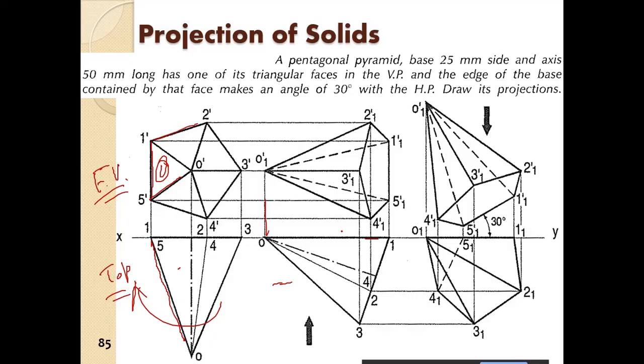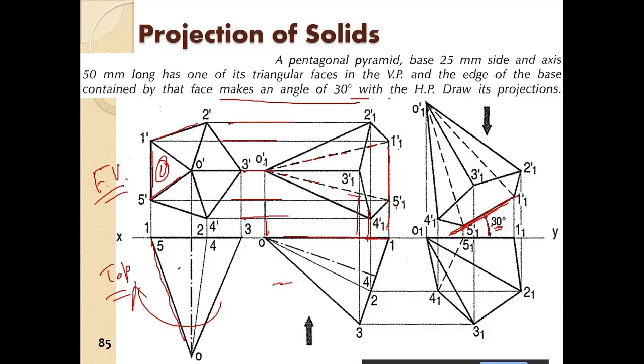Then from here we project it up, and from here we project it to the right, and you get the front view. So this dotted edge is basically attached to the VP. This face 1-1, O1 and 5-1 is connected to the VP. Then we have to rotate it so that the face makes an angle of 30 degrees with the HP.